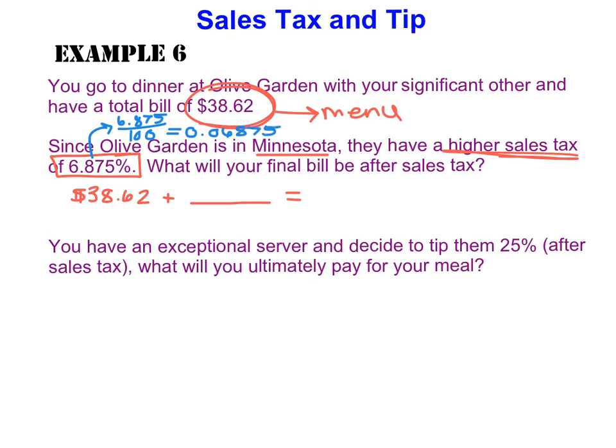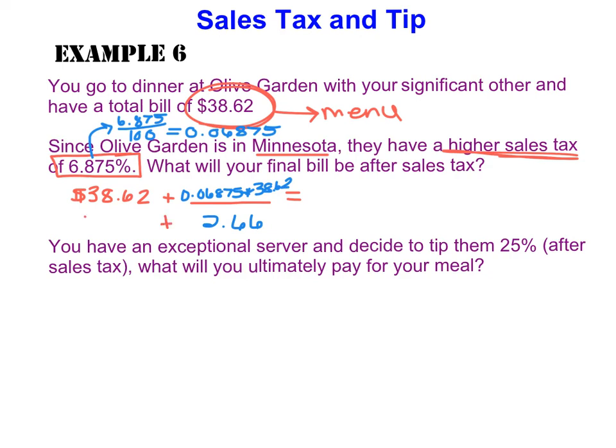0.06875. So in order to calculate how much I need to add on to my bill, I'm going to take 0.06875 and multiply it by 38.62. So if I take my calculator and go 0.06875 times 38.62, I find that this amount I'm adding on is approximately, rounded to 2 decimal places, 2.66. So that's what my tax will be added on to that particular bill.